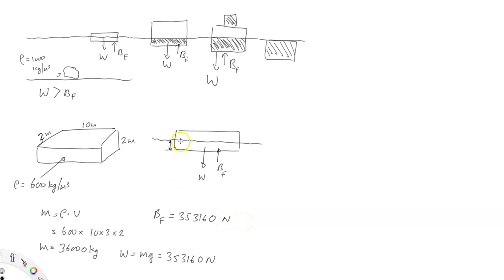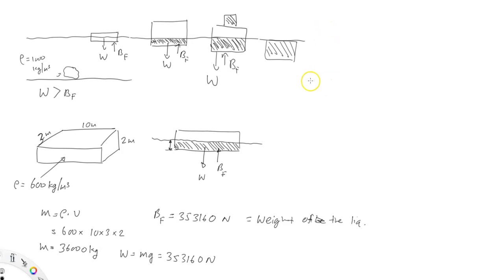Buoyant force comes from the volume which is underwater. This is the amount of water that is displaced. So the buoyant force comes from this volume. So buoyant force also is the weight of the liquid. So we have the weight of the liquid, the weight of water.